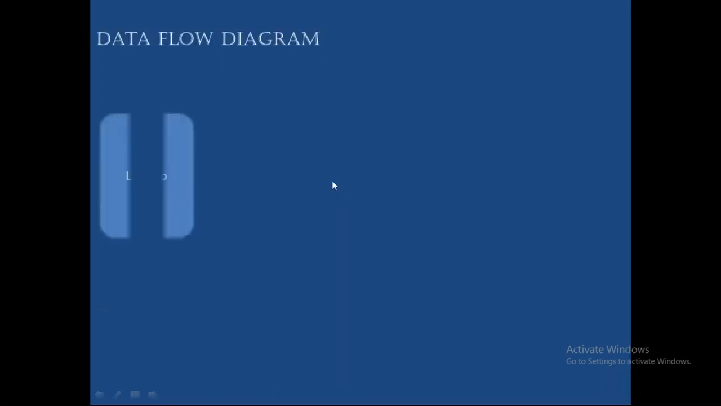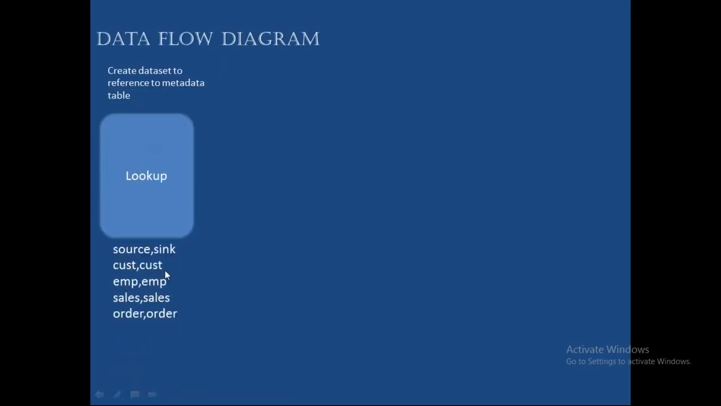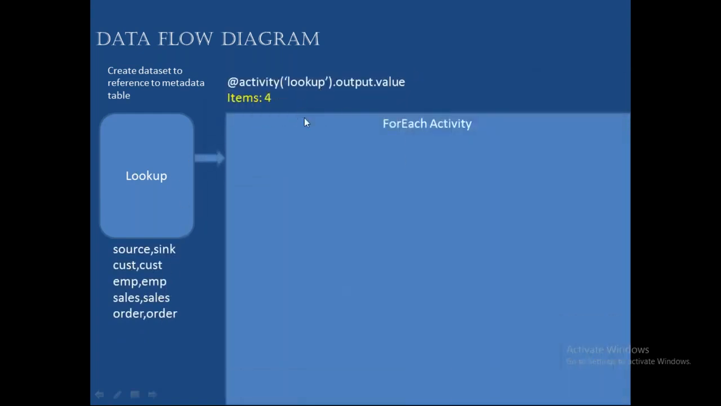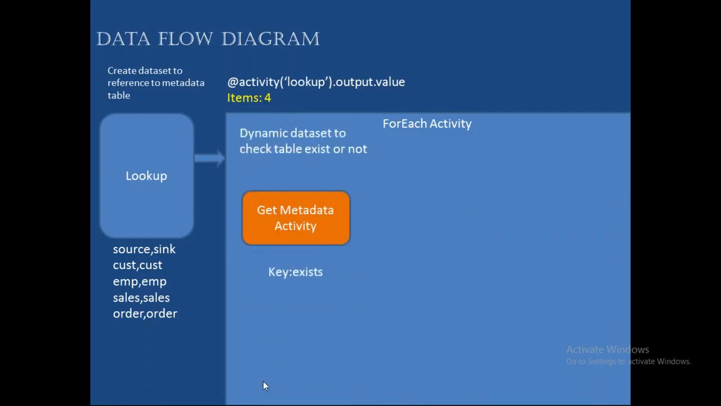Fine. So, the data flow diagram. You have a lookup activity, which is going to look up the metadata table. It will give you the source folders and the destination folders. Next, I will pass this information to the for each activity by using this particular dynamic content. It will pass all these 4 items. Whether all these 4 items are already available or not, I will check by using the get metadata activity. Then I will open a key called exist.